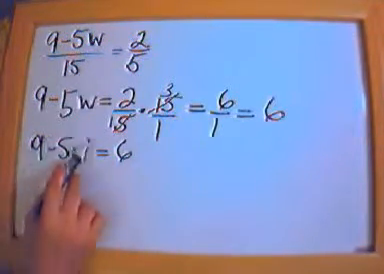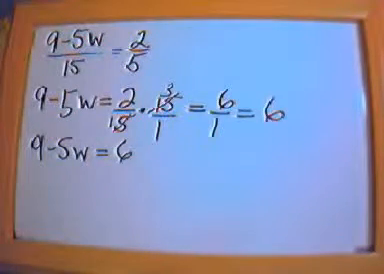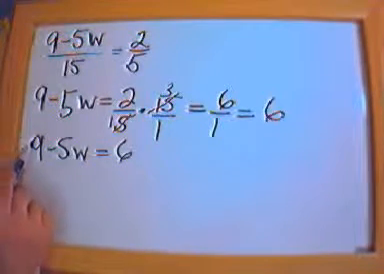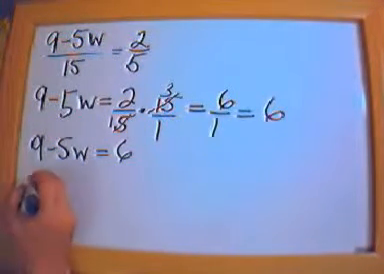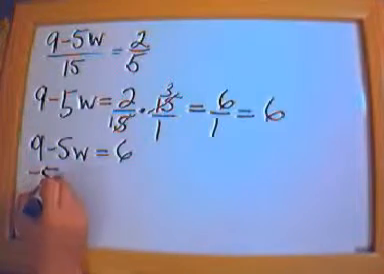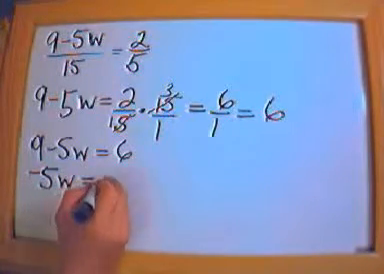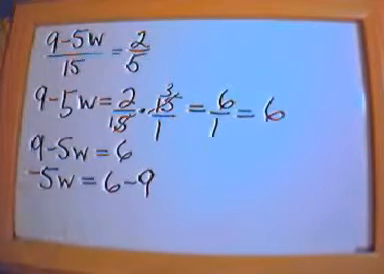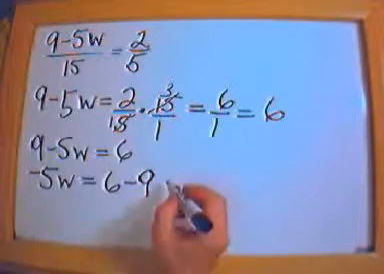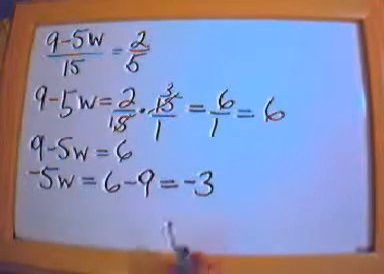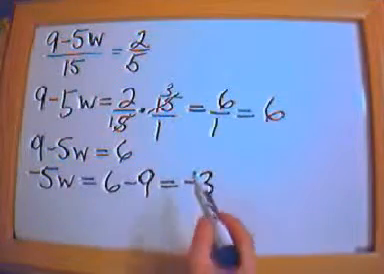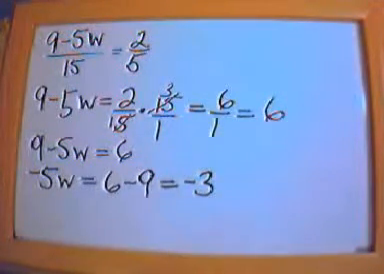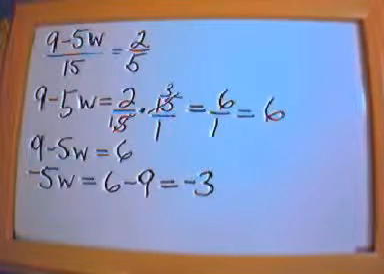I want to get 5w by itself, so I'm going to get rid of this 9. And so this is a positive 9. The only way I can get rid of it is by subtracting 9. So I'm going to be left with, after I do that, negative 5w equals 6 minus 9. I've subtracted 9 from both sides. The 9 dropped out here. I've got my 6 minus 9 here. So this is what I have here. 6 minus 9 is equal to negative 3. You can see that because the bigger number is negative, so the sign is going to be negative, and then 9 minus 6 is 3. So that's why that is the case.